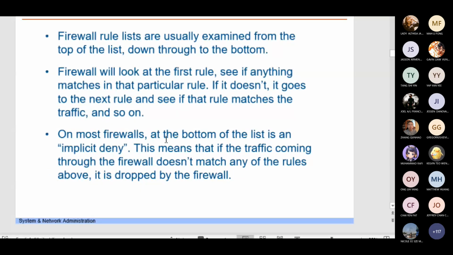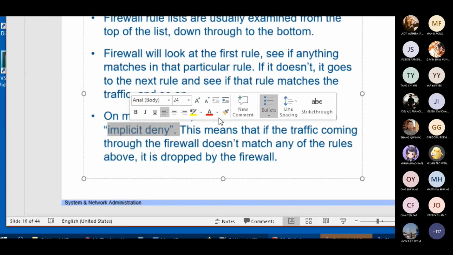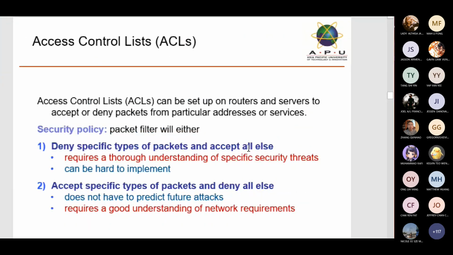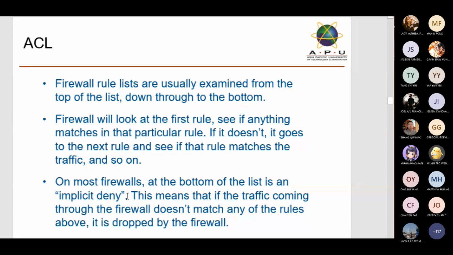On most firewalls, at the bottom of the list is implicit deny. Implicit deny means accept specific types of packets and deny all else. And that's a policy decision that most people feel is, maybe they set it up that way so in case you forget to change it, that's the way it's going to work when you start installing it out of the box.